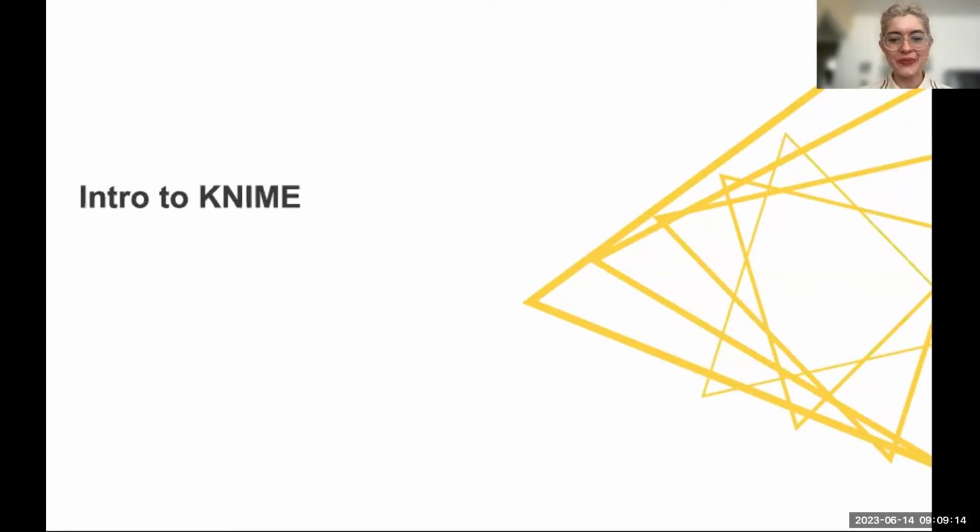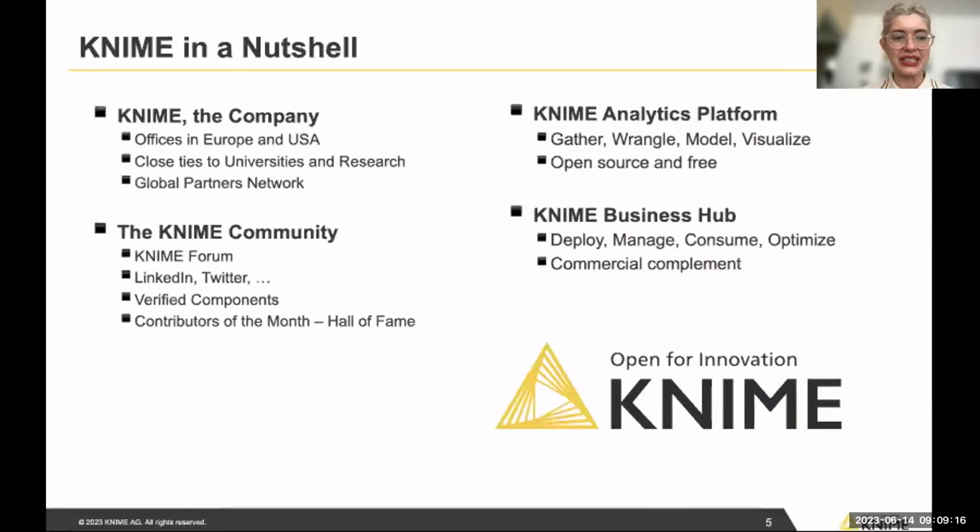So let's start by talking about KNIME a little bit. What is KNIME? KNIME is a company. It has offices in Europe, in Germany, and in the US. It was born in the university, and it has close ties to university and to research, very close ties to the open source community, the free software philosophy, and it also has a network of global partners.